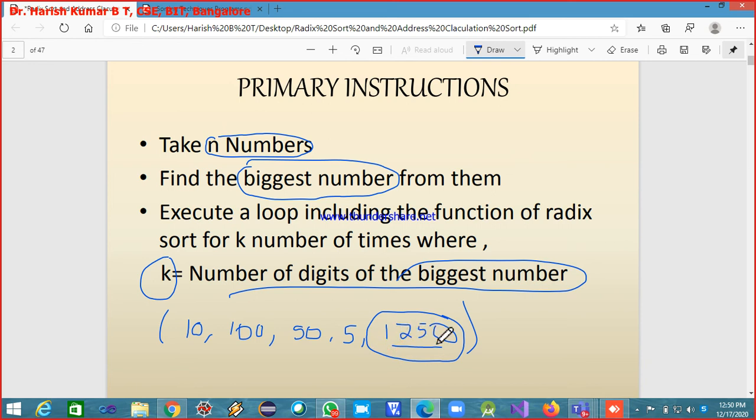So 1, 2, 3, 4: unit place, 10s place, 100s place, and 1000s place. So now k is the number of digits present inside the biggest number. Right now this biggest number has 4 digits. Now I should be running the loop for how many times? 4 times. Did you understand what k is? Yes, sir. Take n numbers, find the biggest number, and then run a loop for k times. What is this k? K is the number of digits in the biggest number.